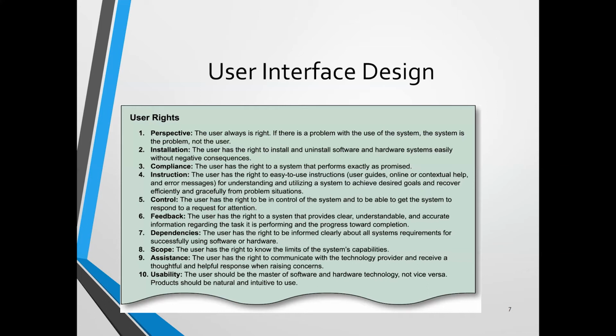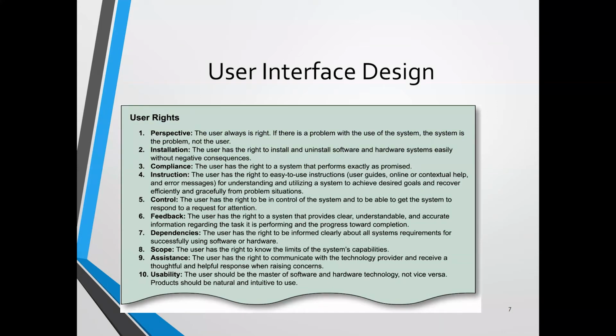The next one, compliance: the user has a right to a system that performs exactly as promised. If you claim that your system can do this and that, and when they use your system it can't do it, they may blame the system. That is compliance that you have to think about.